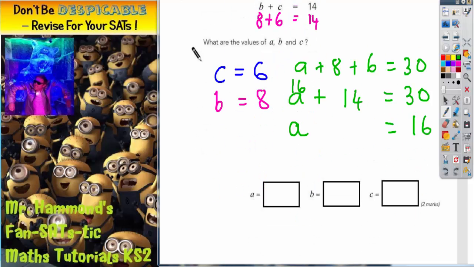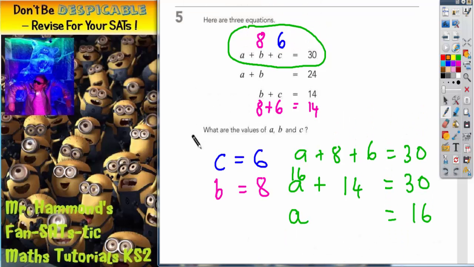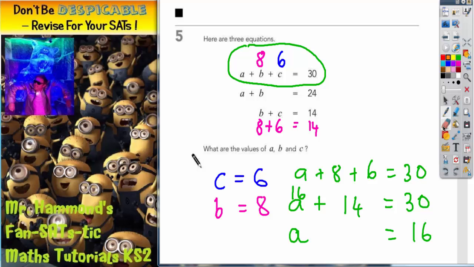All we've got to do now is fill the three answers into these boxes. So a is going to be worth 16, b is going to be worth 8, and c is going to be worth 6. It's a good idea once you've got those values just to double check that all the statements work. So let's go back and check everything.